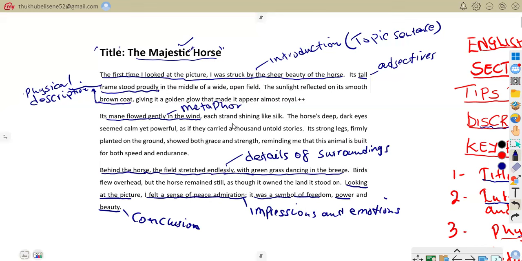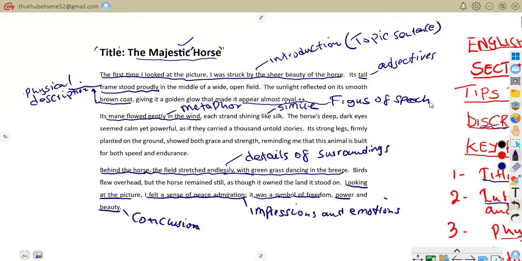And you're saying each strand shining like silk. We are saying shining like what? Like silk. So this is a simile. When you're talking about simile and metaphor, we're talking about figures of speech.